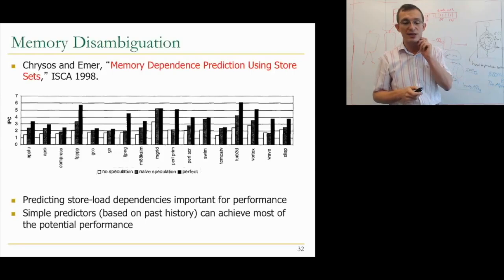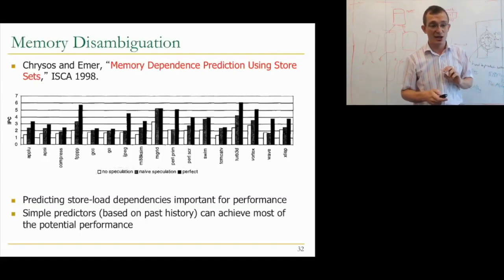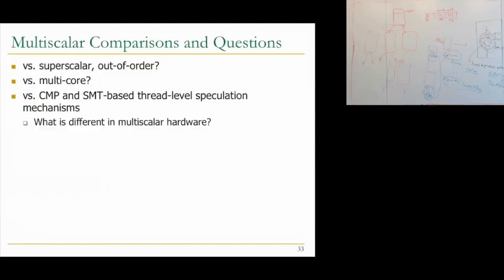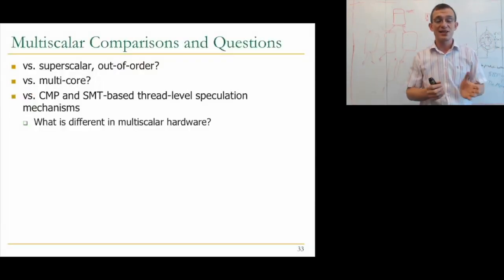And I'll encourage you to read the paper as well as the Alpha 21264 paper to see the different predictors. And the Chrysos and Emer paper provides a good analysis of their predictors and other predictors. Okay, now we're done with multiscalar.